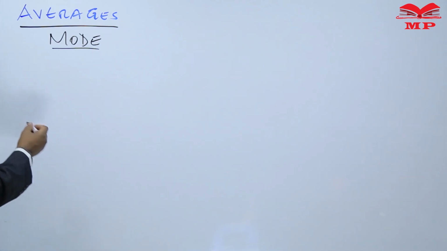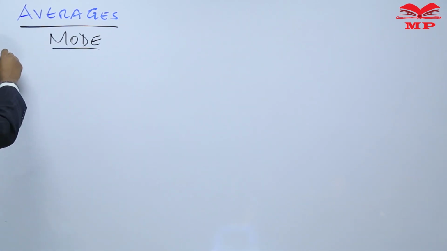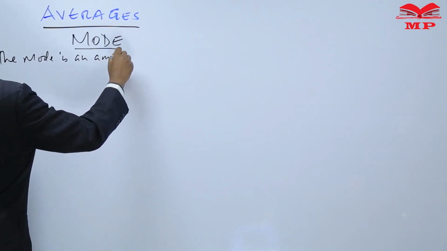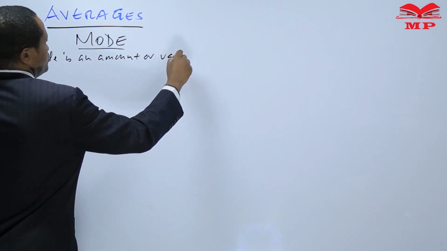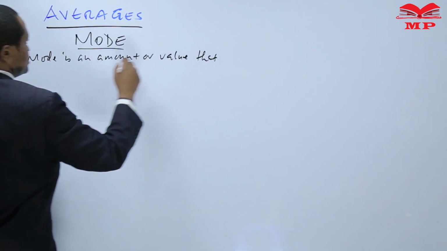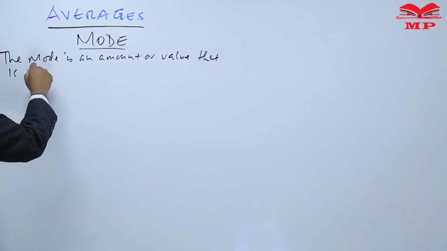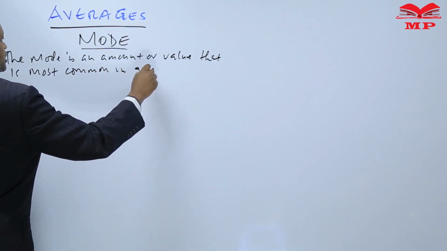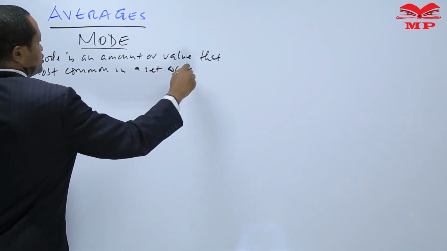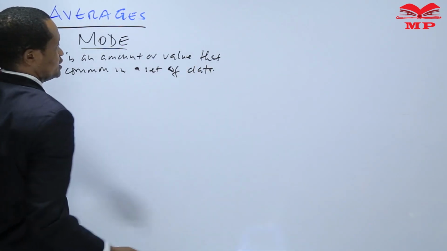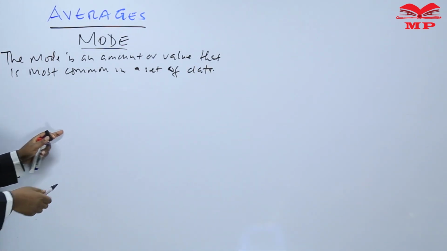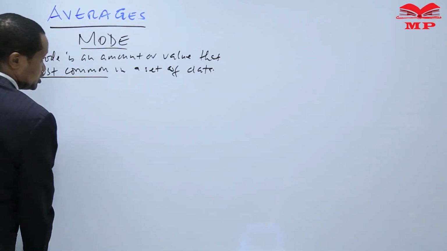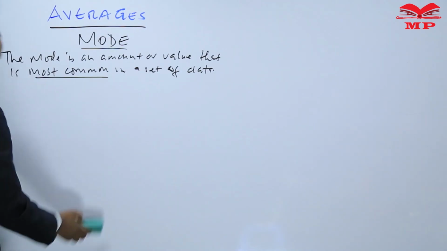The mode, we said, is an amount that is most common in data. It appears most of the time, it is most common, and we want to do some exercises.